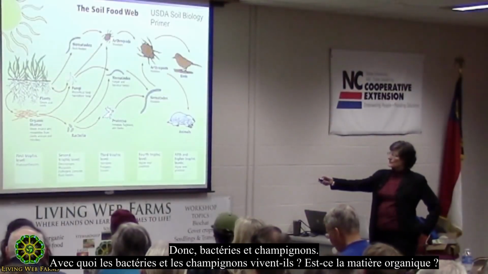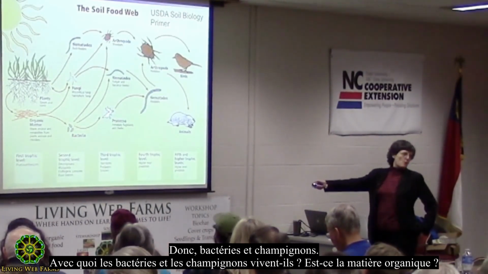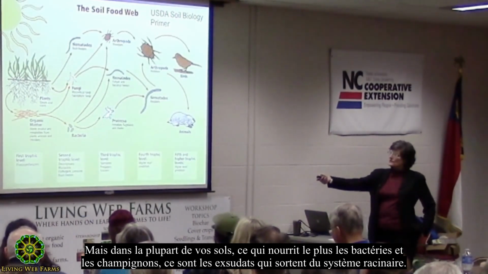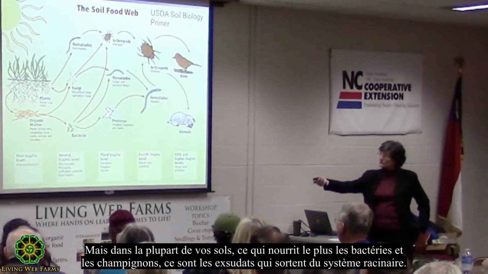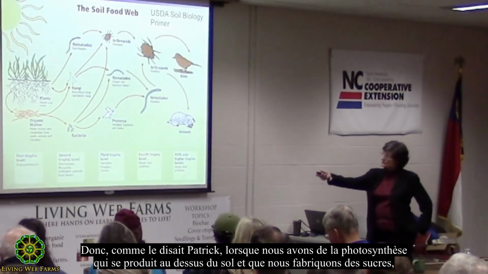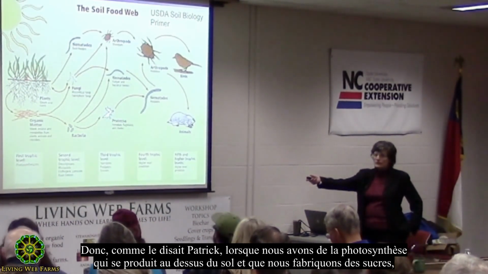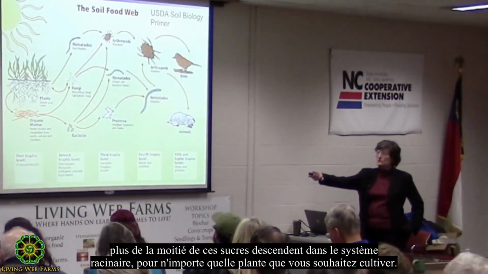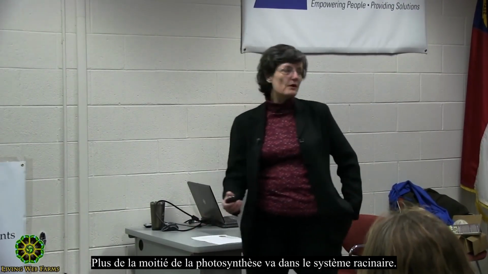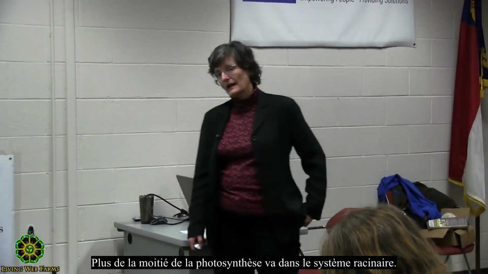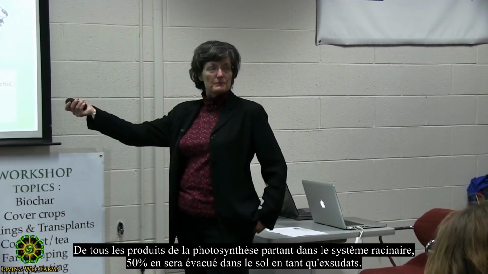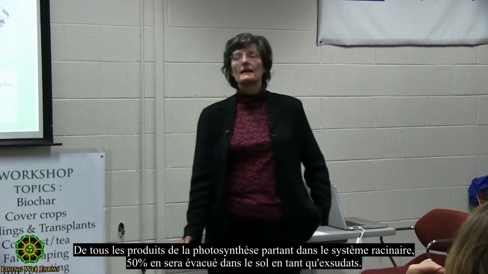So bacteria and fungi, what do bacteria and fungi grow on? It's organic matter, but in most of your soils, what actually feeds your bacteria and fungi most are the exudates coming out of the root system. So as Patrick was saying, when we have photosynthesis going on above ground and we're making sugars, more than 50% of those sugars are going down into the root systems of any plant you and I want to grow. More than half of that photosynthate is going down into the root system. Of the photosynthate that goes into the root system, 50% of that is going to be released into the soil in the form of exudates.